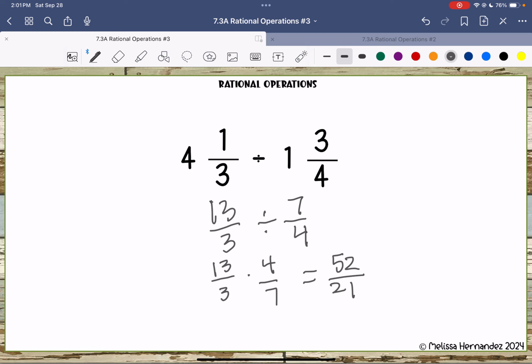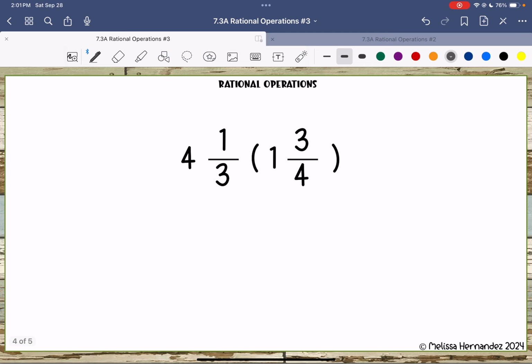21 is divisible by 3. And it's also divisible by 7. But 52 doesn't work that way. I'm going to leave it 52 over 21, because there's nothing that can go into both of them without a remainder. If your teacher prefers you to leave it as a mixed number, then you'd have to go 52 divided by 21.